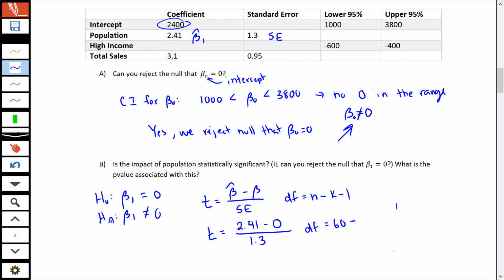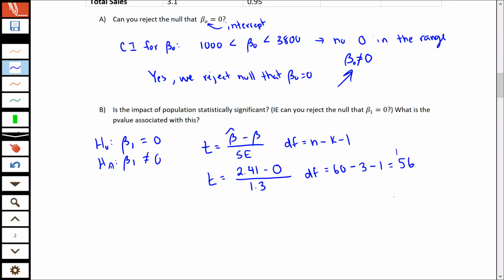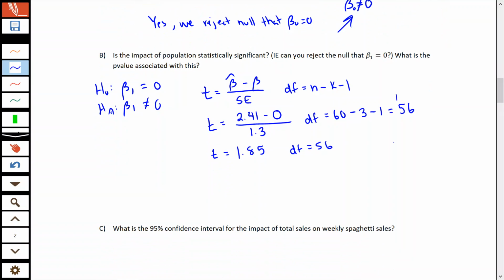K is the number of X variables we have. And so in our model, we had population, high income, and total sales. There are 3 X variables, minus 1, gets us degrees of freedom 56. So we have a t-value here of 1.85 with degrees of freedom 56. And we're going to use this to calculate our p-value.